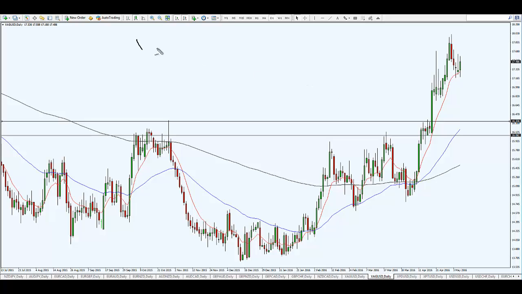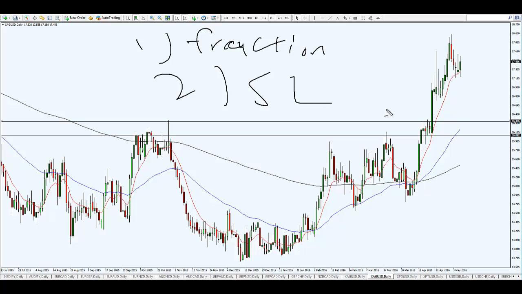I will do two things. Number one, I would risk a fraction of my trading account because I have no idea whether it's going to be a winning or losing trade. And number two, I will always have a stop loss in place because I know that I could potentially be wrong.